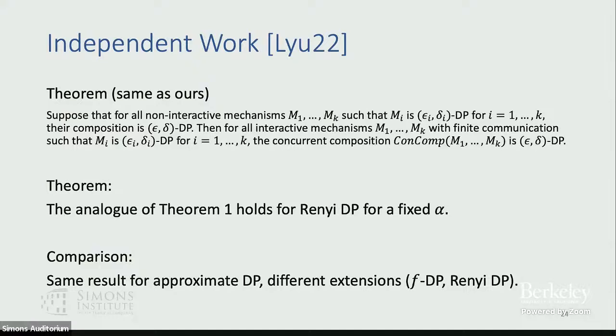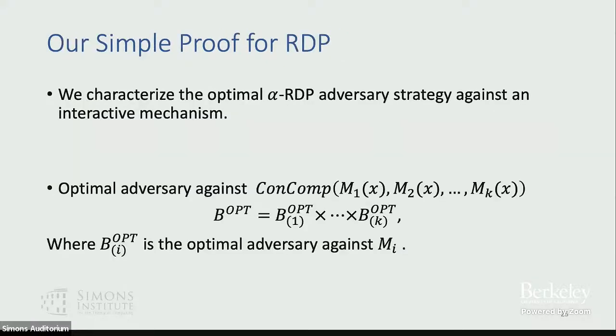As a comparison, we have the same results for approximate DP, but we have different extensions. In our paper, we show FDP, and in their paper, they show RDP for fixed alpha. We actually also give a simple proof for RDP, but technically their proof is earlier than ours. So I'll just briefly mention our simpler proof here.